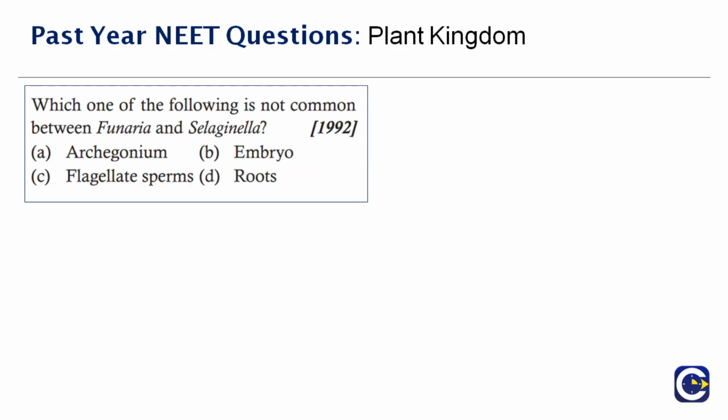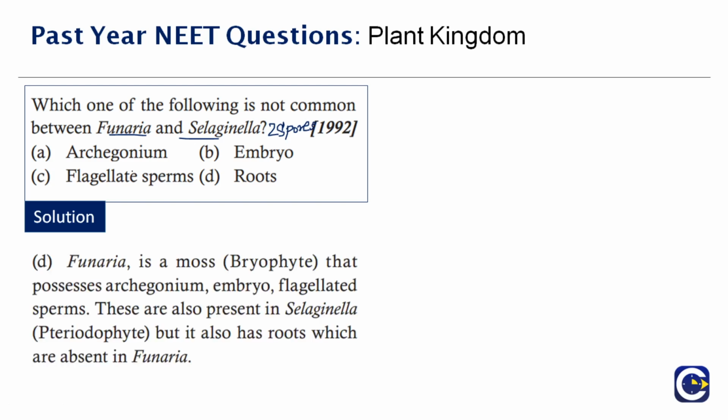Now let's move to the next question here. This question was asked in the year 1992. Which one of the following is not common between Funaria and Selaginella? So which is not common between these two? Okay, fine. What do you know about Selaginella? We already spoke about it. It produces two types of spores. It is heterosporous in nature, that is, they produce two types of spores, one micro and one mega. We came across this. So here you're given four options: archegonium, embryos, roots and flagellated sperms. So what could be the correct answer?